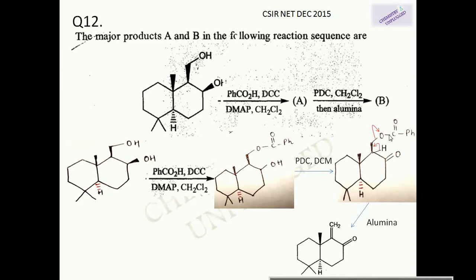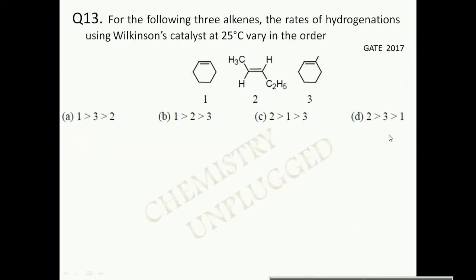So we have this as a final compound. Next question is from GATE 2017. For the following three alkenes, the rate of hydrogenation using Wilkinson catalyst at 25 degrees centigrade vary in the order.